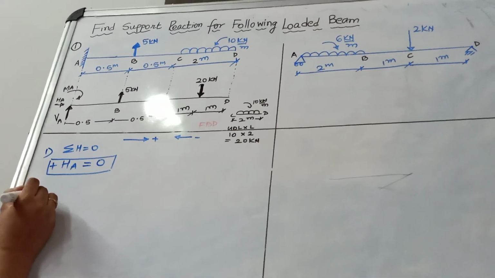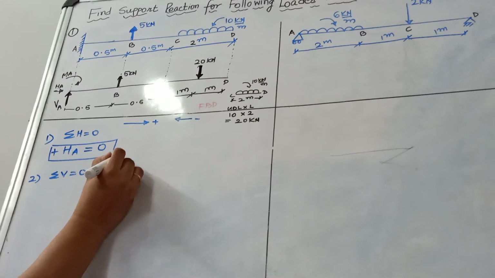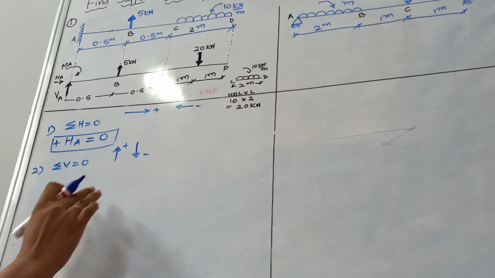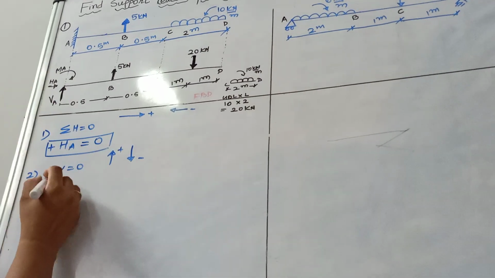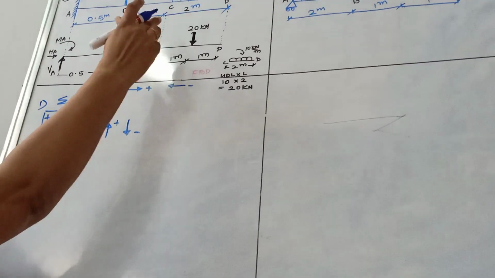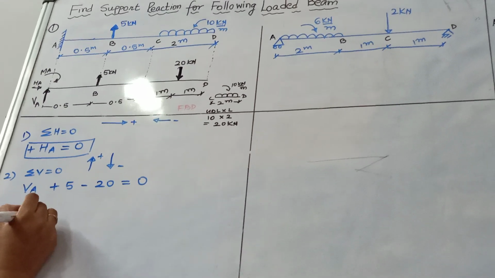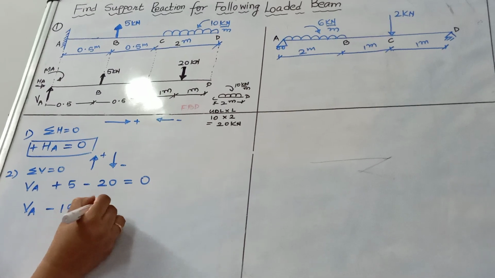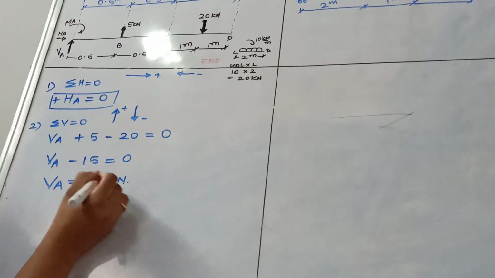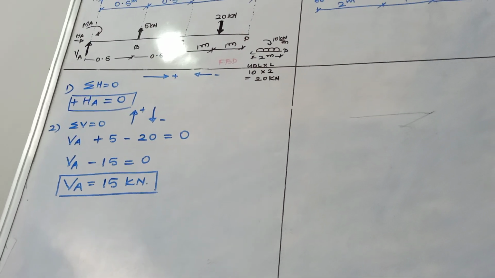What is our second step? Sigma V is equal to 0. What is sigma V? The algebraic sum of all the vertical forces. What is the sign convention? Upward force positive, downward force negative. So VA in the upward direction positive, 5 in the upward direction positive, 20 in the downward direction negative, and that is equal to 0. So VA minus 15 is equal to 0, so VA is equal to 15 kilonewtons. So the second reaction, VA, we have calculated as 15 kilonewtons.